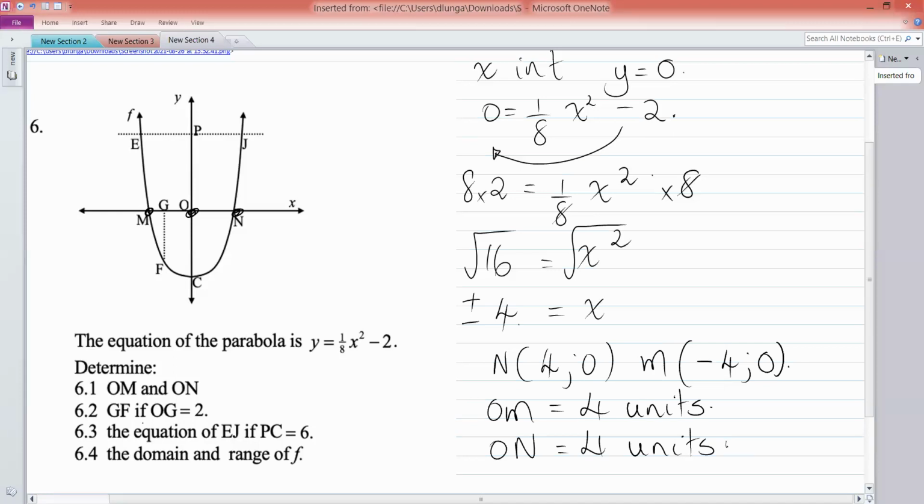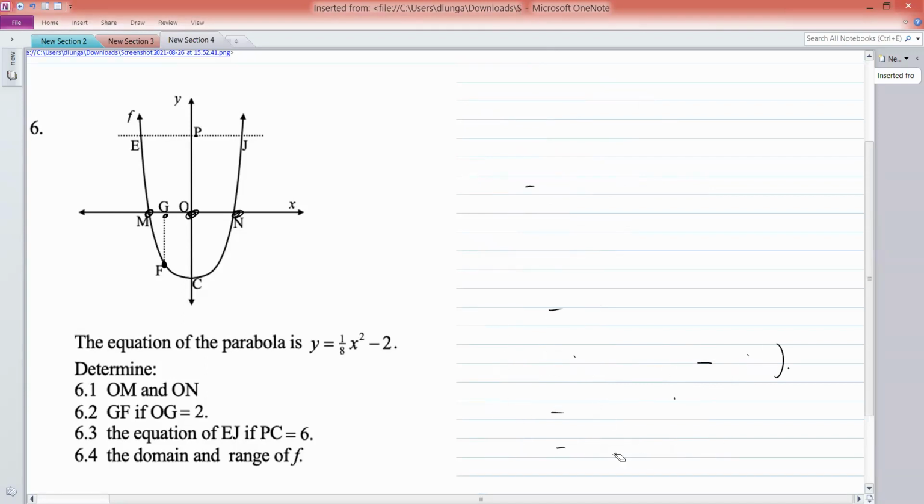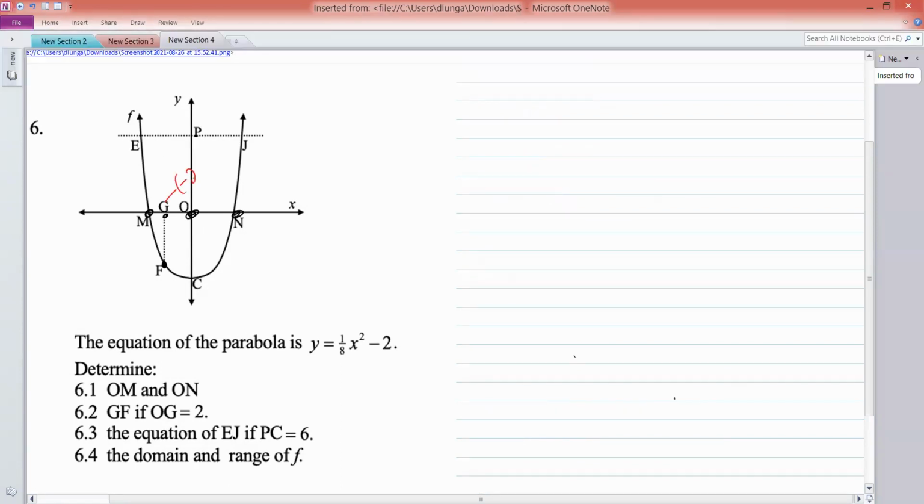Then next one, GF. Now this distance from G to F, if the distance from O to G is 2 units, let's first think of the coordinates of G. What do you guys think they're going to be? -2 and 0. Perfect. So we now know that for the point G, the x value is -2 and the y value is 0.